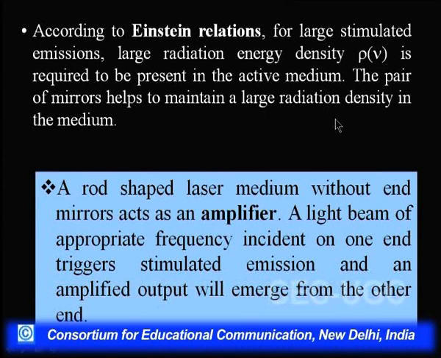For this, a rod shaped laser medium without end mirrors acts as an amplifier. A light beam of appropriate frequency incident on one end triggers stimulated emission, and an amplified output will emerge from the other end. Here we have an active medium in between the two mirrors. From one mirror we pass the light beam and it passes through the active medium, then stimulated emission takes place and it emerges out from the other mirror, which is partially coated, and through which we can get the laser light. This is an example of the optical resonator.